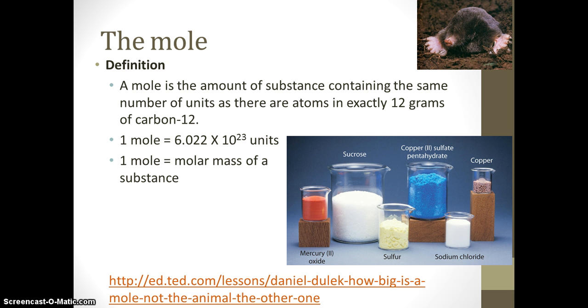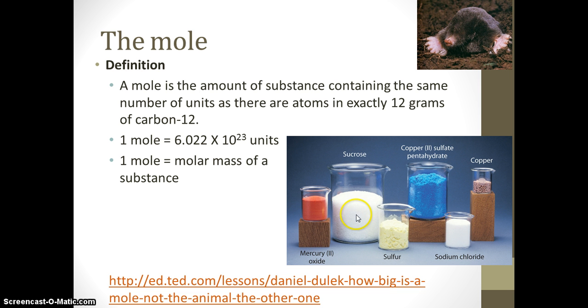Here we have a picture showing 6 different beakers, and we see that they all contain different substances. Now, all of them contain 1 mole of their own substance. For example, here we have 1 mole of mercury 2 oxide, and here we have 1 mole of sucrose. And it's very easy for us to see that their molar masses will be different, okay?